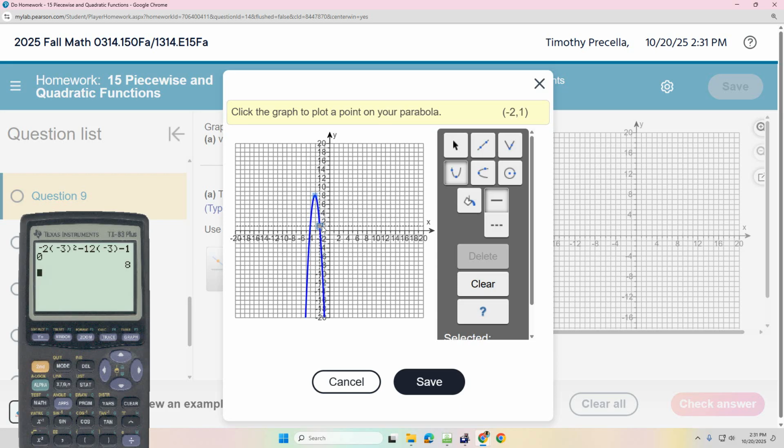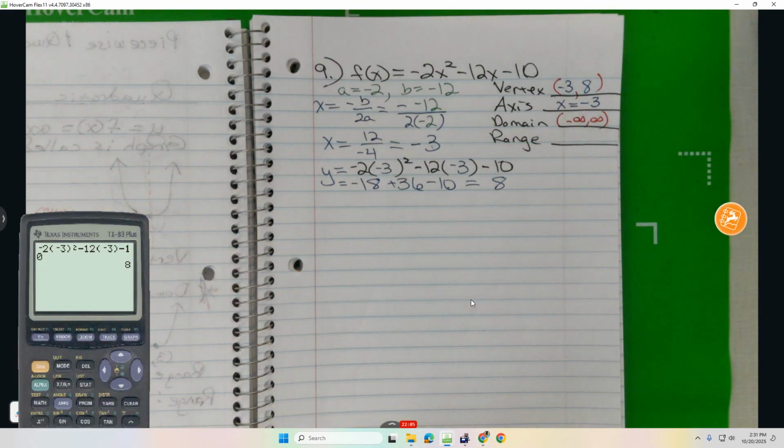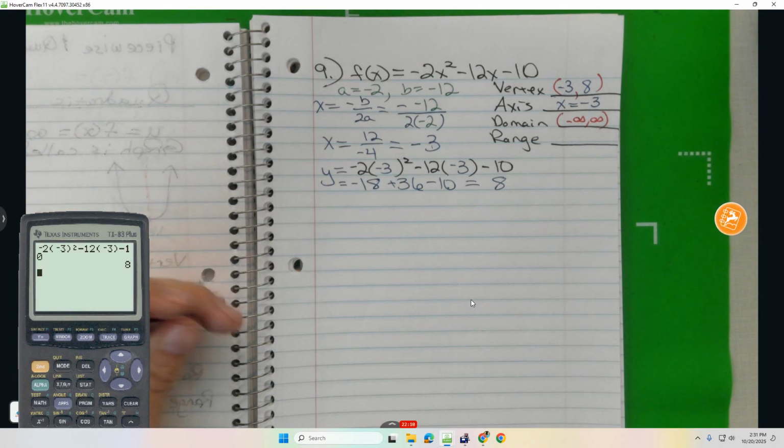Move your cursor around. Look at that, Tony. They're drawing every possible parabola with a vertex at -3, 8. Stop that. It's getting me dizzy. So notice the instructions say plot another point. We need to choose and find another point to plot on this graph. So switch over to my paper.